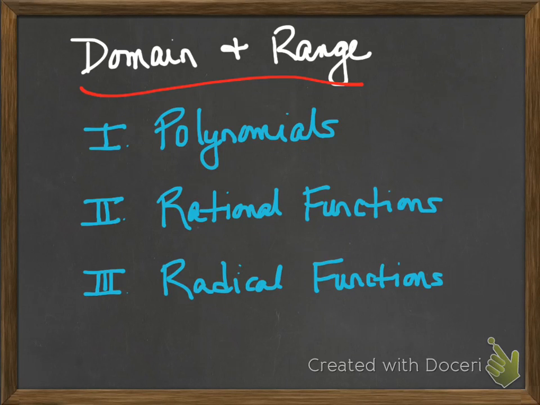So we're going to look a little bit at domain and range, and we're really going to look specifically right now at three types of functions. We'll look at polynomials, we'll look at rational functions, and we'll look at radical functions. So let's first, I guess, look at a couple examples of polynomial functions.